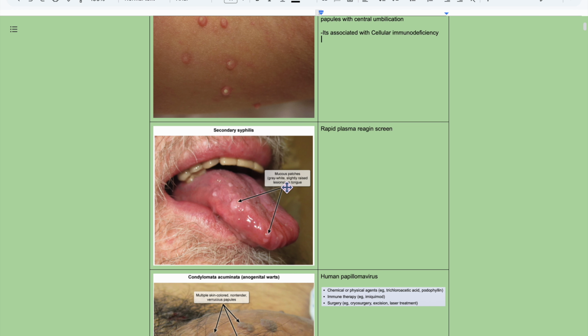Secondary syphilis: mucous patches, gray-white, slightly raised lesions on the tongue. You do an RPR screen for it.